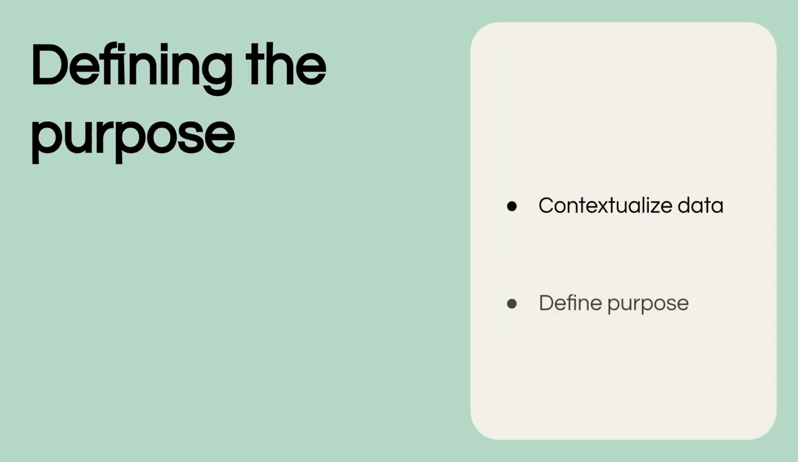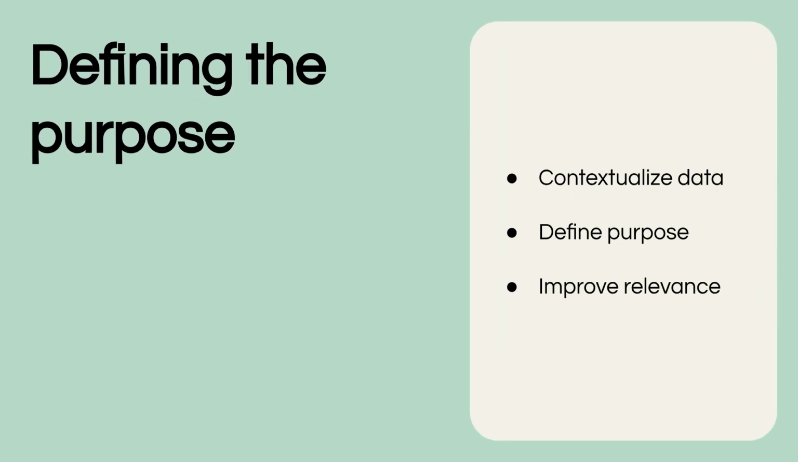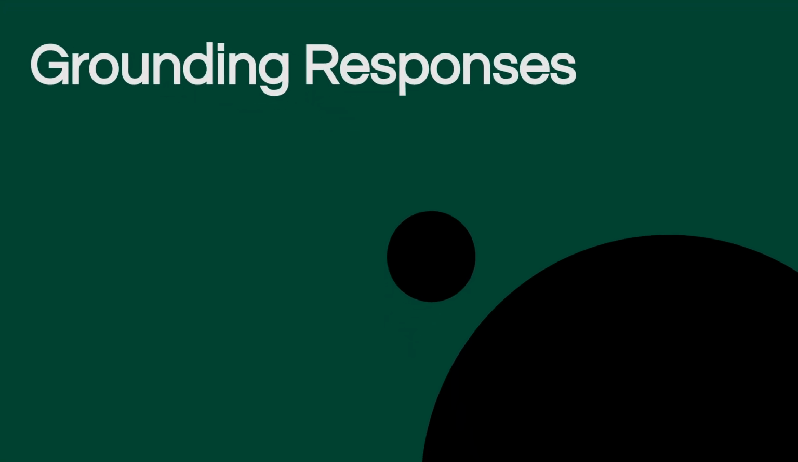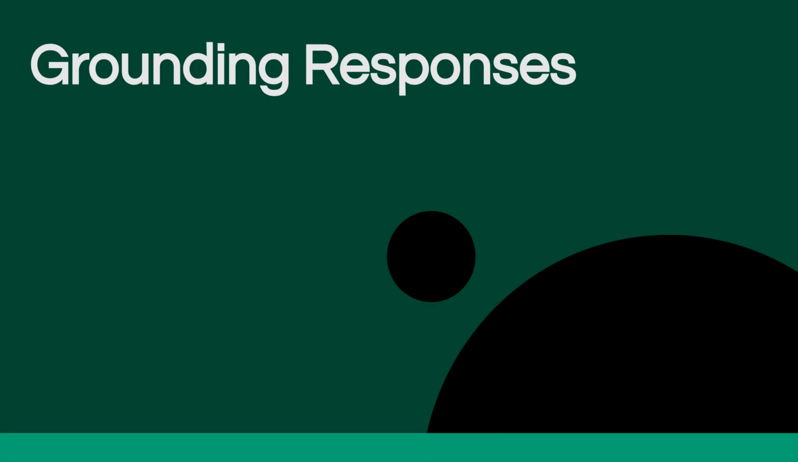It's crucial to define the purpose and context of the data you provide. This helps the AI understand how to use it. Defining the purpose of each knowledge source ensures the agent knows exactly what to pull from and when, leading to more relevant answers. Grounding responses means ensuring the AI's answers are based on the knowledge sources you provide, keeping responses factual and aligned with your data.